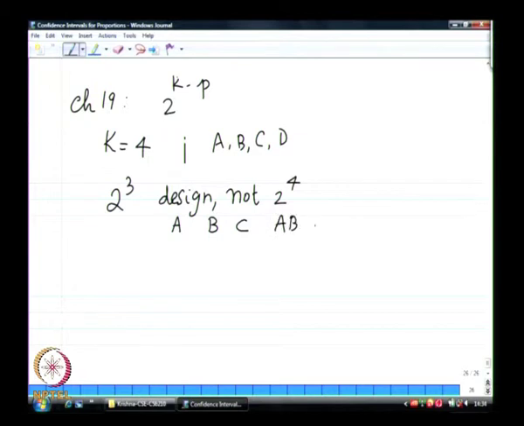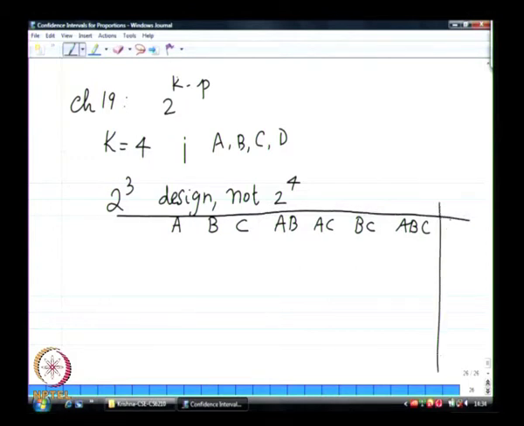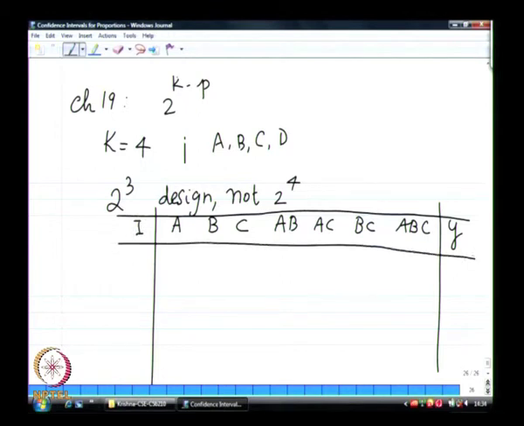A, B, C, A, C. So we will have our right columns as before. This is my 2 to the power 3 design, right? So I have everything as before. So what do we do now? I have A, B, C.